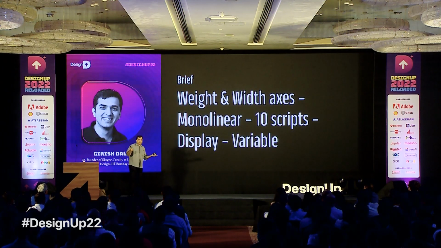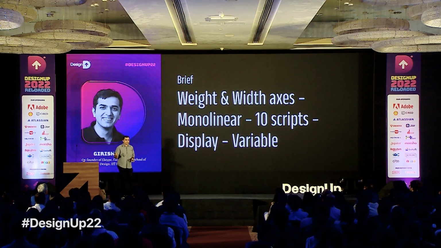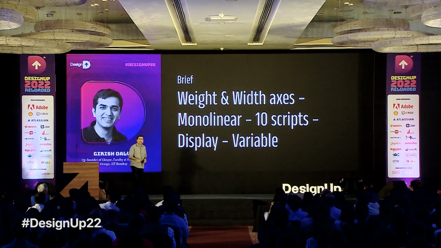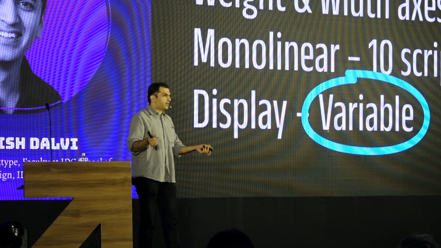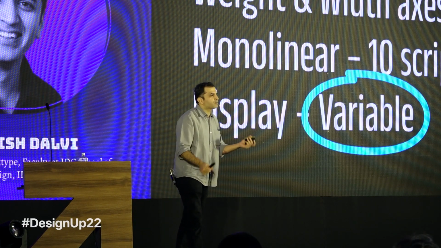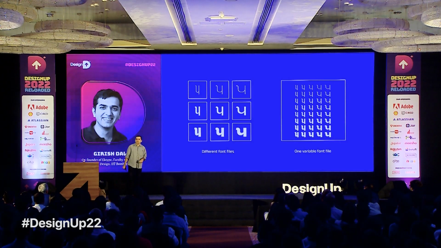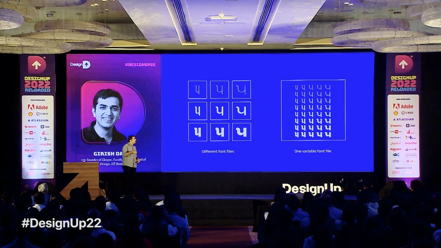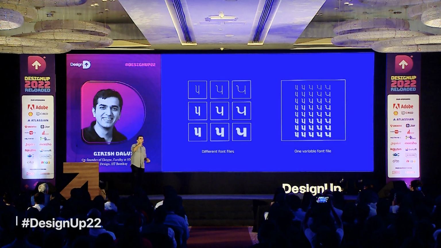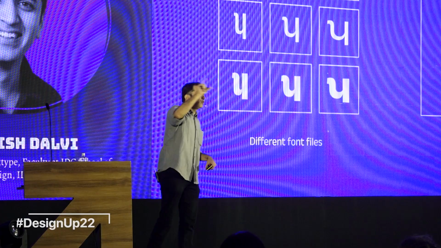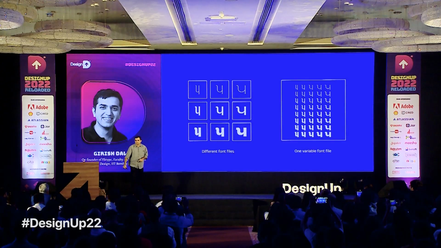So the brief for this type family was fairly broad. We wanted a width axis, a weight axis. It had to be a monolinear display and a variable font, right? And some of you might be wondering what is a variable font. You might have not heard of what a variable font is. But typically, variable fonts is a relatively new technology. In an earlier time, every font file was different. So if you had a regular, you would have 1 font file for it. If you had a bold, you had 1 font file for it, right? And if you have 9 fonts, then each weight and each style had a different font.